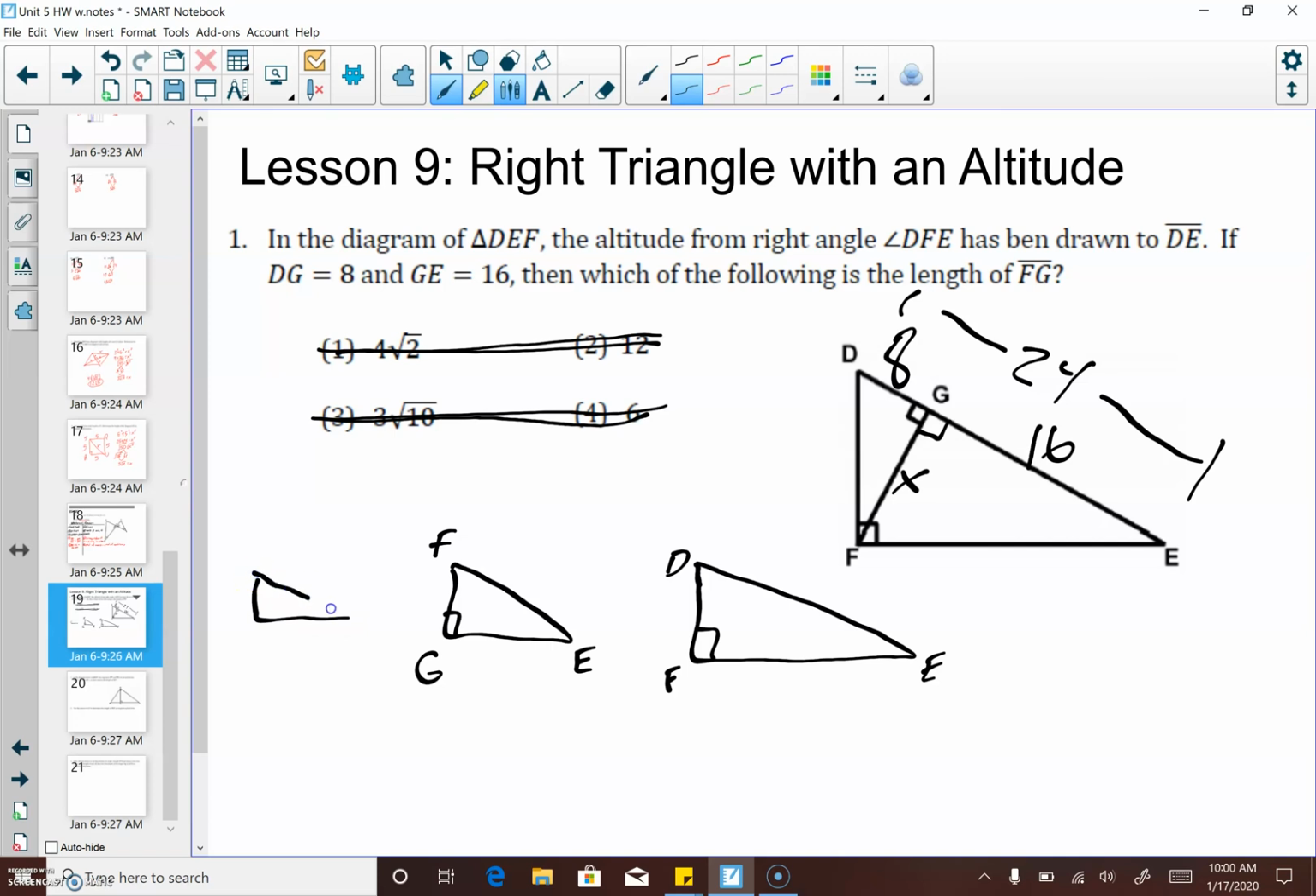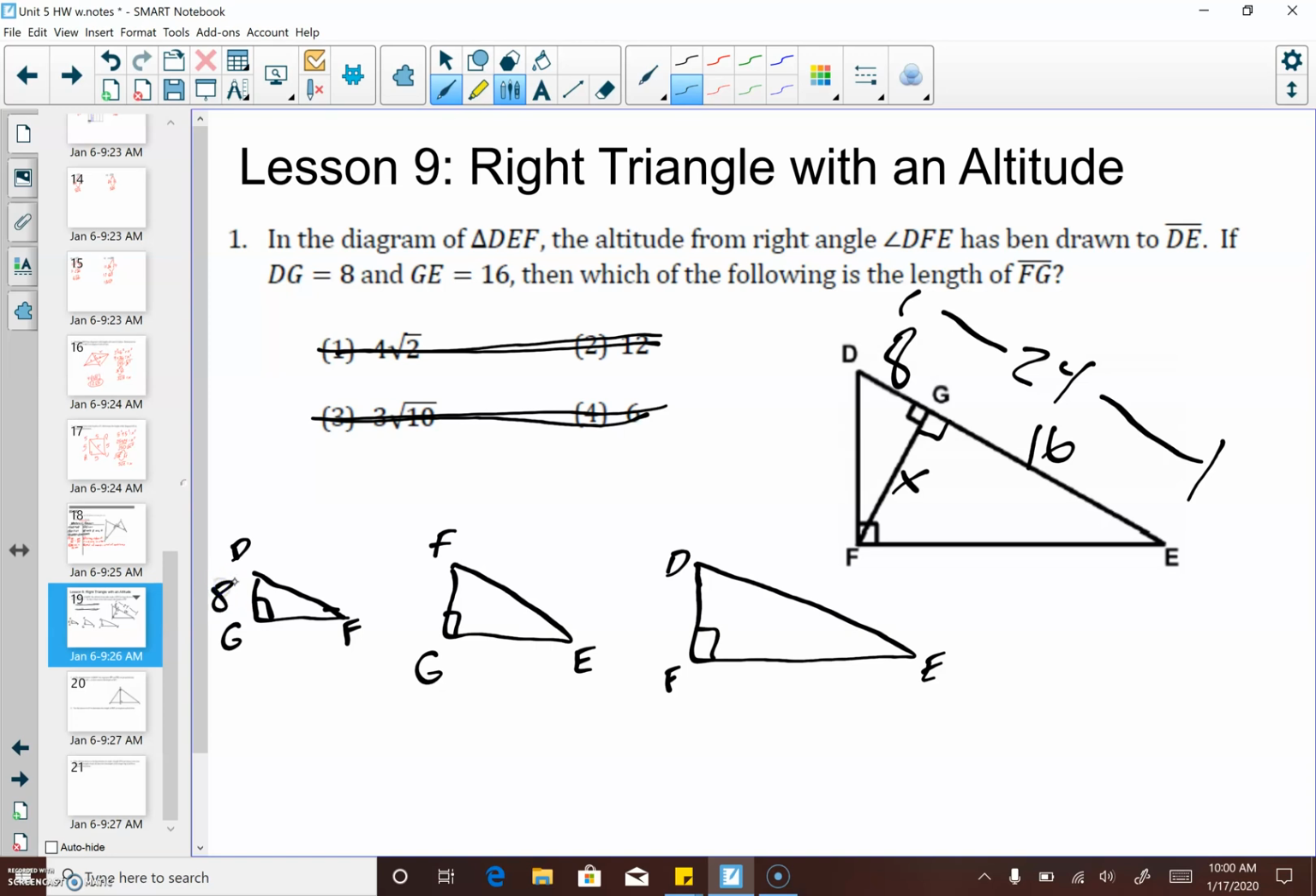And then I follow the same pattern with my small triangle. All right, what letter is the reflexive angle between the big one and the little one? That would be D. Well, since D was on the top, D's got to go on the top. And the right angle of the little one is also G. And then there's only one letter left, and that's where the F goes. So now I'm going to plug in my numbers.